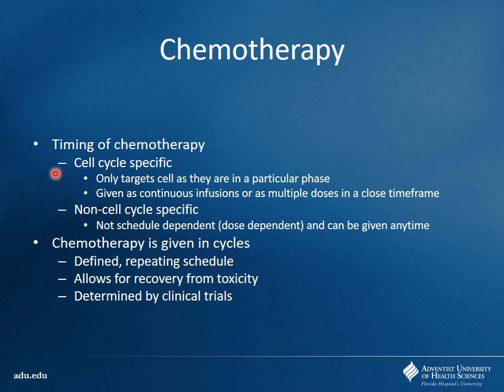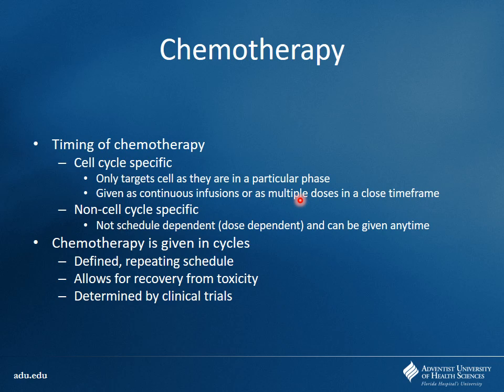so you need to make sure you're hitting these cells when they're actually in the actively dividing phase. So if my drug is only active at the S phase, I want to make sure I'm giving this drug over a period of time where I'm going to hit the most number of cells as they enter the S phase before they go on to mitosis. So this is where we can do things like giving a continuous infusion of a drug. Sometimes we'll give a drug over, say, a 5-day period to make sure as those new cells get into the S phase, they all get affected, or as multiple doses in a very close time frame.